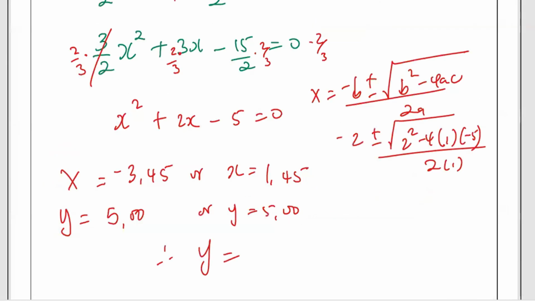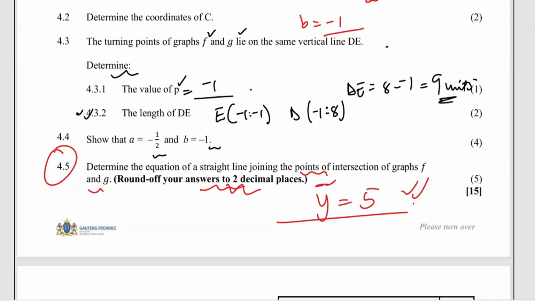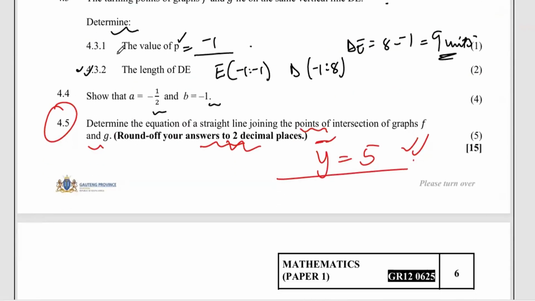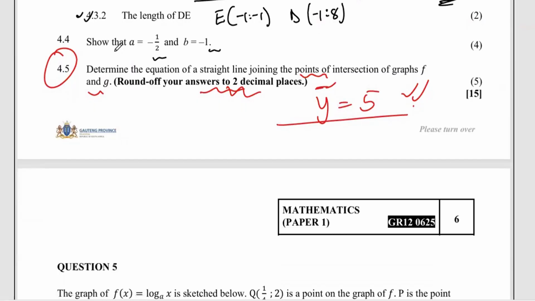Okay. So that is what we have. Y-intercept is 5. The gradient is 0. Change in y will be 0.